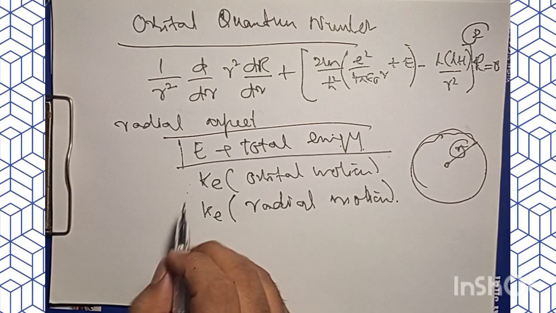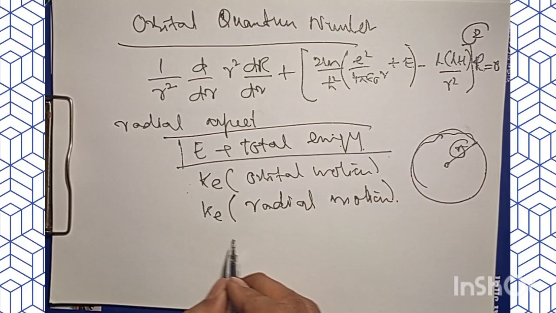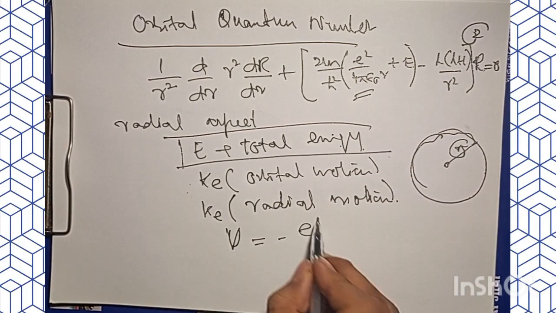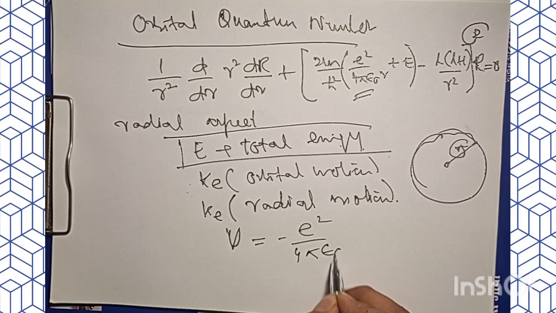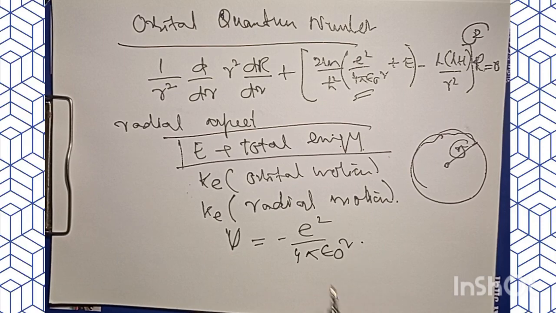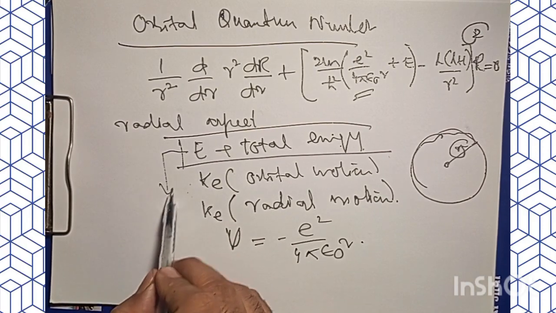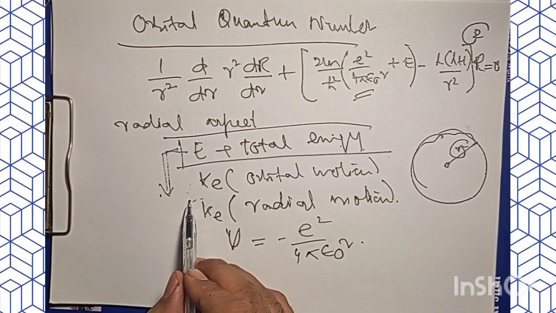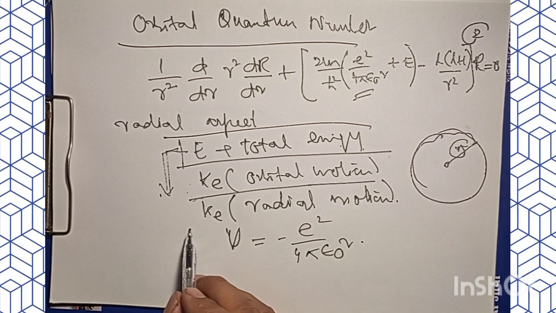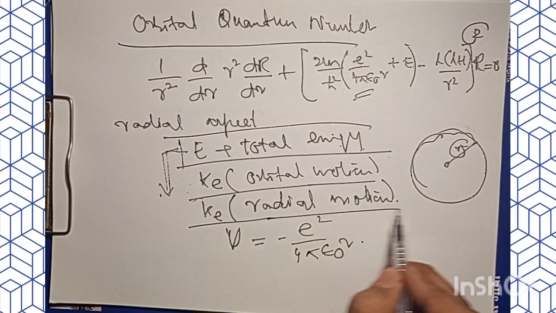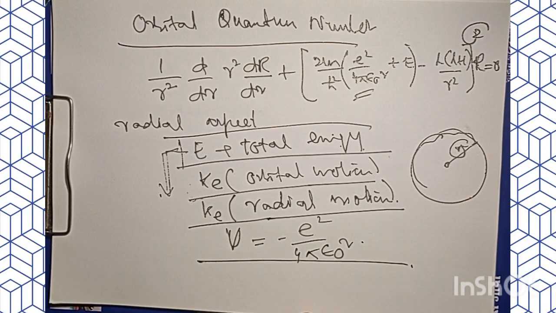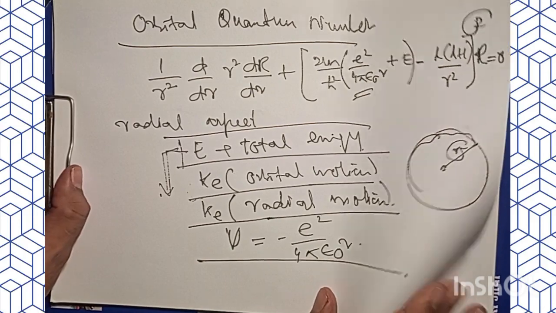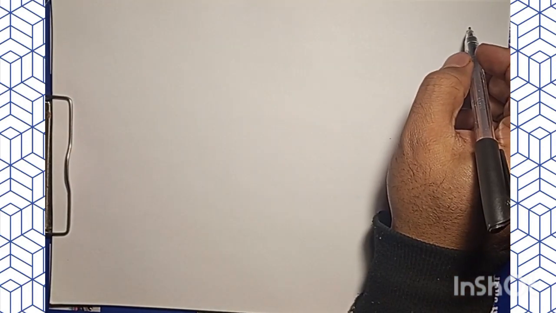And talking about the potential energy, which is V, and this V is minus e square by 4 pi epsilon naught r. This is the case. Now, my total energy here can be subdivided into three energies: one is the kinetic energy of the electron's orbital motion, the kinetic energy of the electron due to radial motion, and then the potential energy of this electron. So if I write down the total energy for this electron, what would it look like?